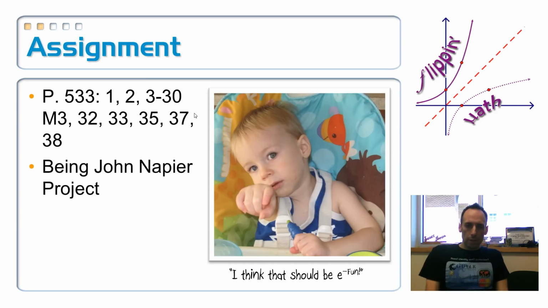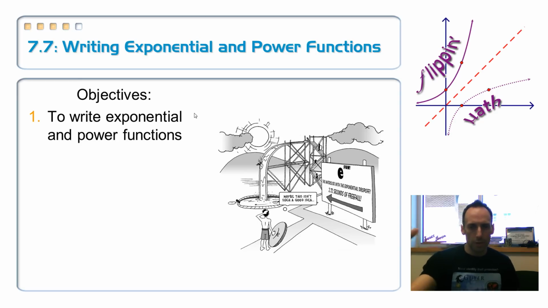I think that should be e to the negative fun. Negative fun. No, because negative fun would make an exponential decay function. Let me look back here. This is as if this thing is reflected across the x-axis. That should be negative e to the fun.